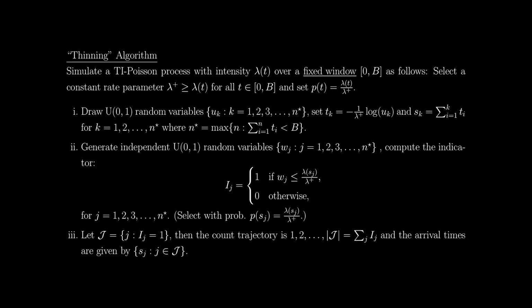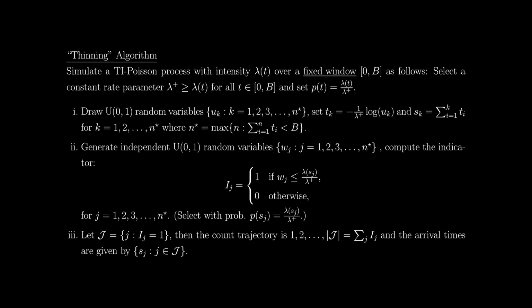The algorithm goes as follows. First, select a constant rate parameter, which this time I will refer to as lambda plus, just to make clear that it has to be greater than or equal to the intensity function lambda(t) for all t in the interval from 0 to b. Then we'll set the selection probability p(t) to be lambda(t), the intensity function, divided by this lambda plus.